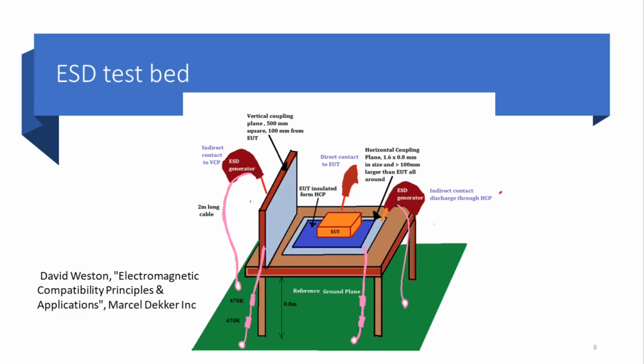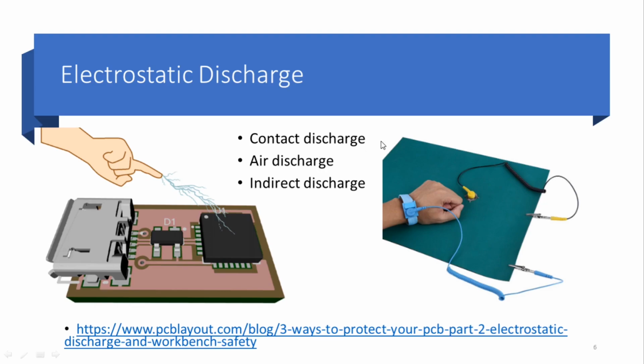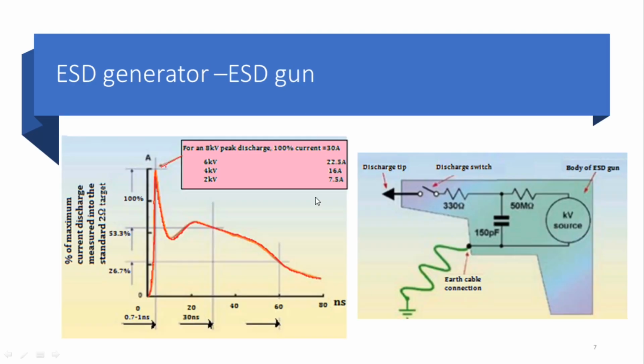At least 10 single discharges shall be made to the center of one vertical edge of the vertical coupling plane. The vertical coupling plane is 0.5 meter by 0.5 meter in size and is placed parallel to and positioned at a distance of 0.1 meter from the equipment under test. So this distance should be around 0.1 meters. So this is the ESD test bed setup and three major types of measurements: contact discharge, air discharge and indirect discharge.